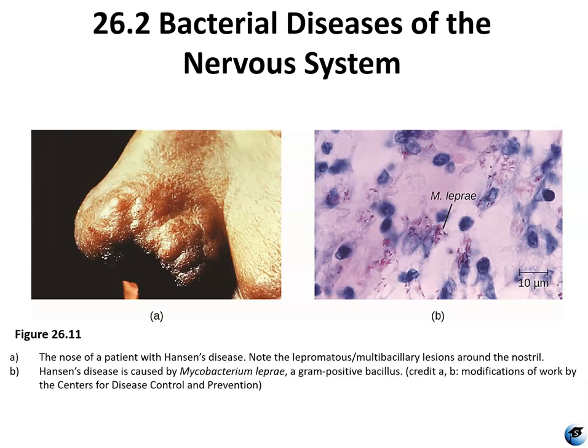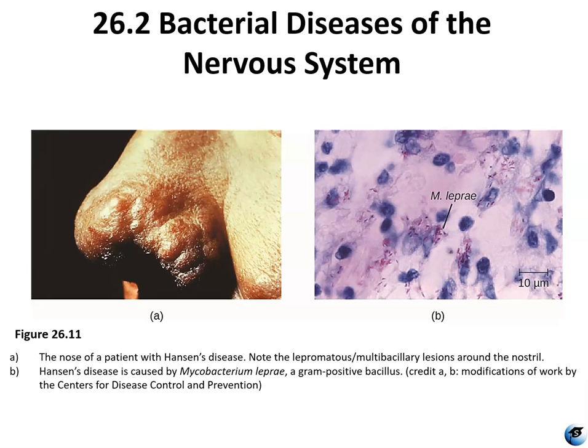Hansen's disease is characterized by invasion of peripheral nerves by the acid-fast bacillus Mycobacterium leprae, which has not been cultivated in vitro. The disease occurs in two main forms, tuberculoid and lepromatous, depending on the immune status of the patient.